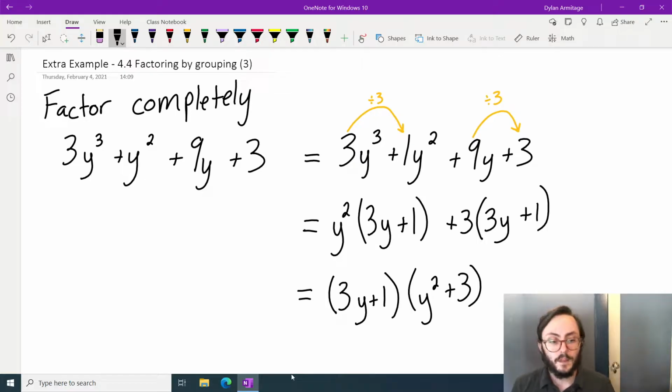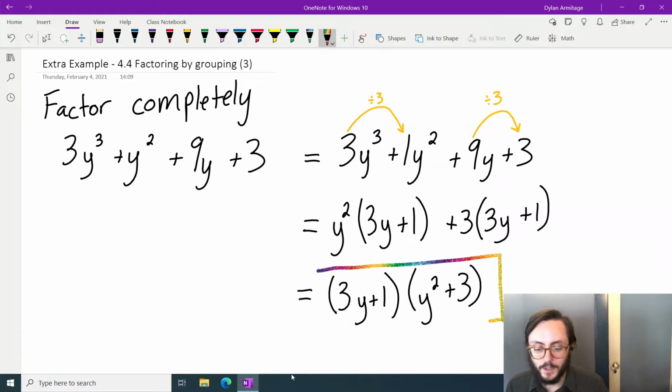Now, before we had a difference of squares, or sum of squares. Well, we only had difference of squares. Well, 3 is not a square number, so that's out. We cannot solve. Y squared plus 3 does not have any real roots, so we cannot factor it anymore. So we are just left with 3y plus 1 quantity times y squared plus 3.